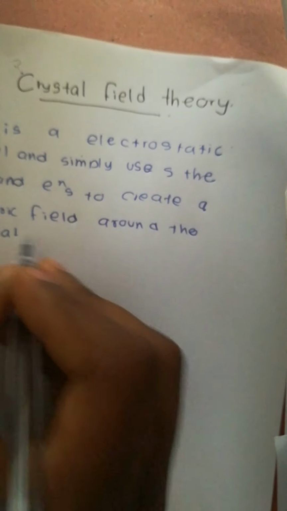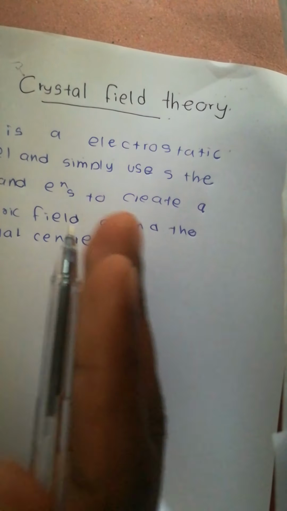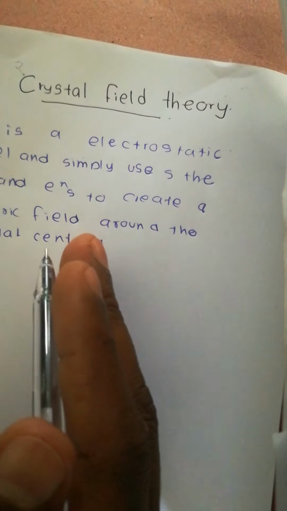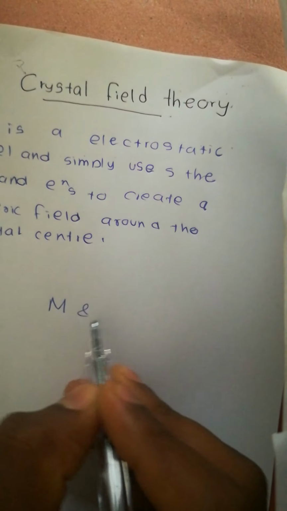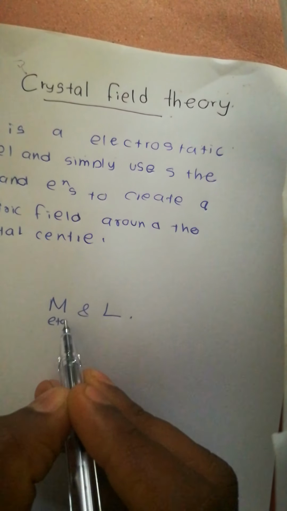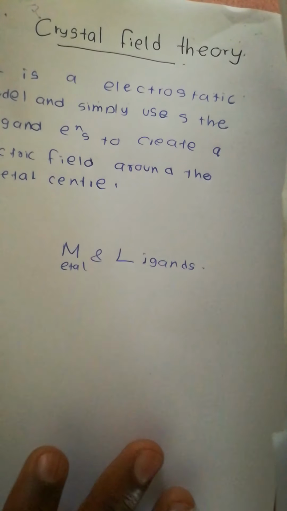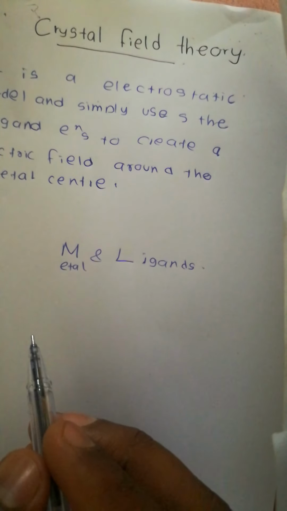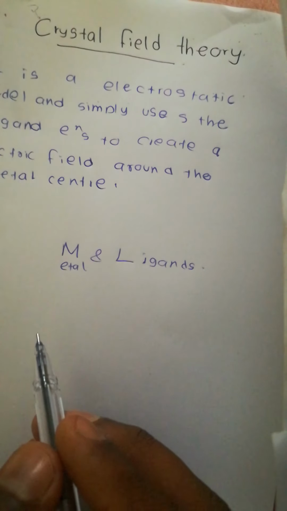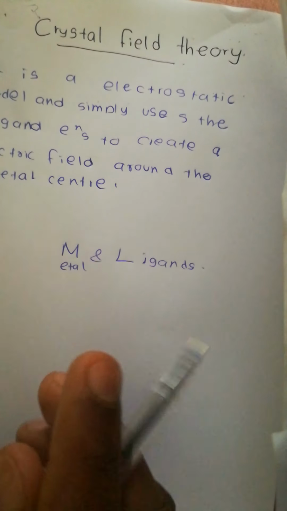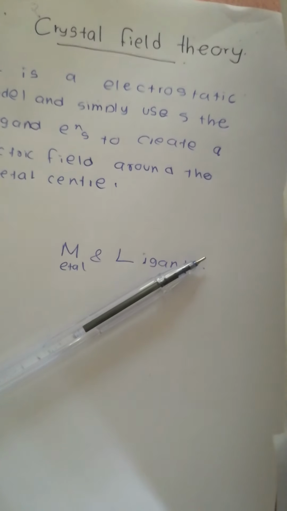I think you can get this point, because when we approach inorganic chemistry or coordination chemistry, we know that we are dealing with metal centers and ligands. When we discuss coordination chemistry, there are many structures that coordination complexes can take. They can take many different structures.